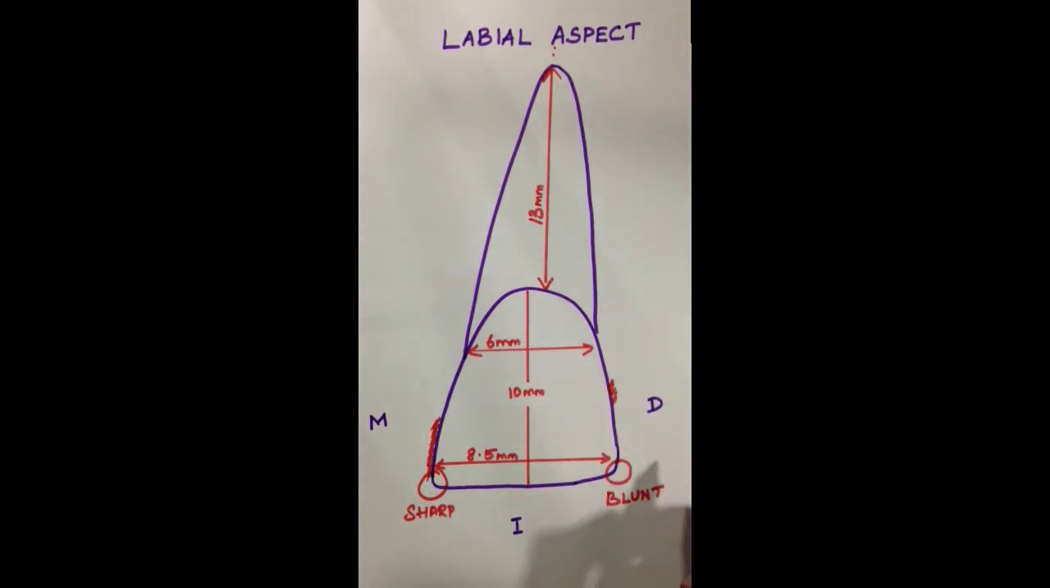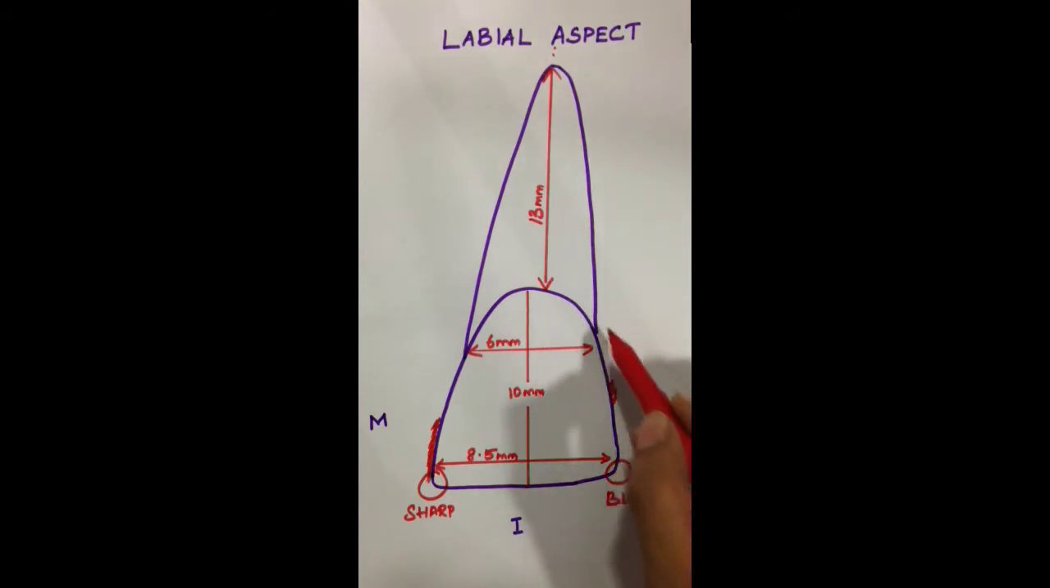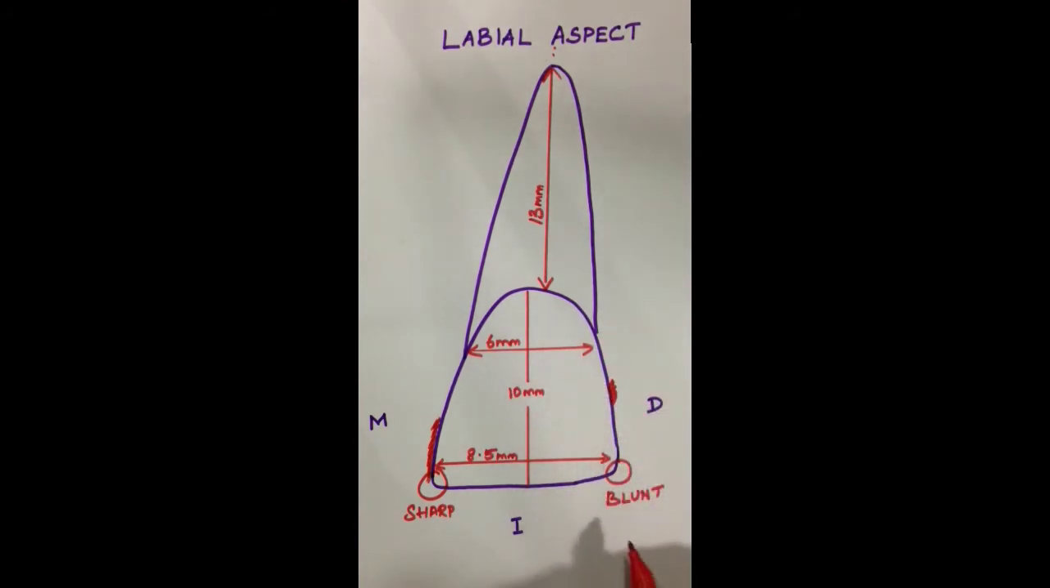is around 6 mm. The mesial outline from the labial aspect is less convex, with a crest of curvature located towards the mesio-incisal angle, and the distal outline is usually more convex and the crest of curvature is located towards the middle third of the crown. The mesio-incisal angle is usually sharp and the disto-incisal angle is blunt, and this helps in delineating the right and the left maxillary central incisors.